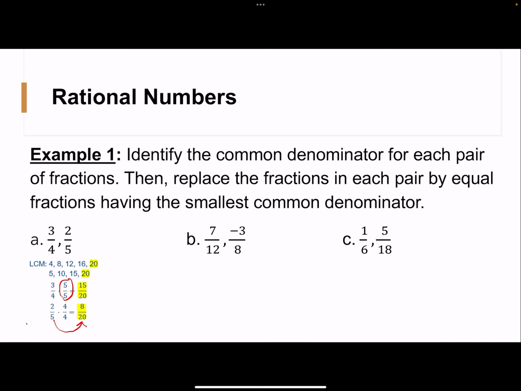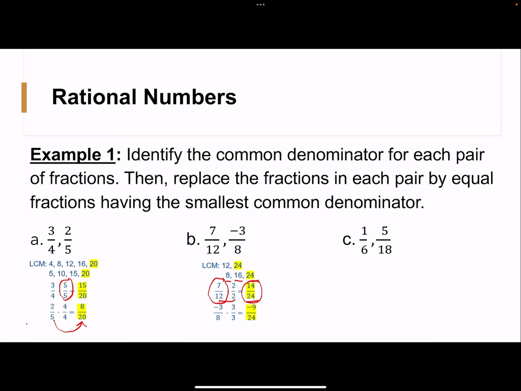If we look at number B, I have 7/12 and -3/8. If I look at the multiples of 12, 12 times 1, 12 times 2, and then the multiples of 8, 8 times 1, 8 times 2, 8 times 3, we see that the least common multiple of 8 and 12 is 24. So if I wanted to convert 7/12 to an equivalent fraction that has a denominator of 24, I would say 12 multiplied by 2 gives me 24. So 7 times 2 would give me 14. So 7/12 and 14 over 24 are equivalent fractions.